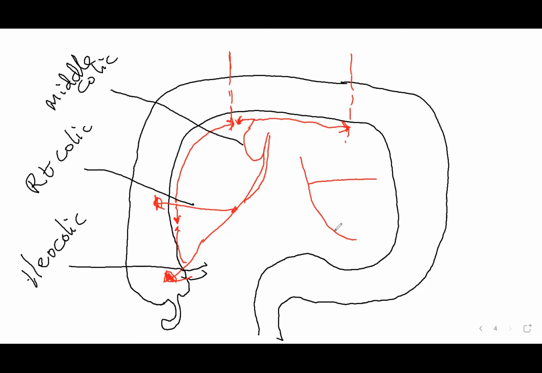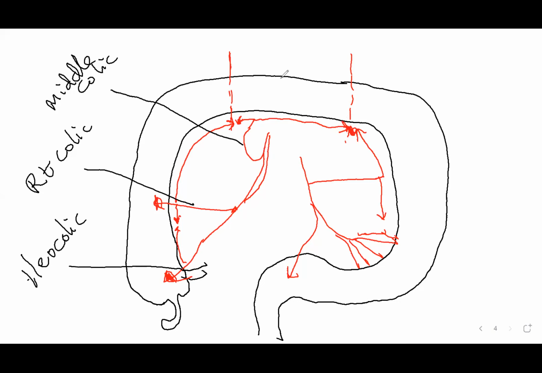It has sigmoidal branches supplying the sigmoid, and it ends as the superior rectal artery. Okay? The left colic branch has an ascending branch and a descending branch. You can see the ascending branch is anastomosing with the left branch of the middle colic artery.